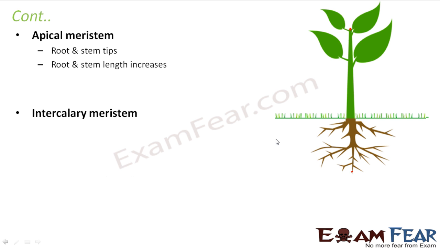Let us now look at the intercalary meristem. What does an intercalary meristem do? First, let us look at where it is present. It is present at the base of leaves and internodes of twigs. So where is it actually located? It is located at the base of the leaves and internodes of twigs.